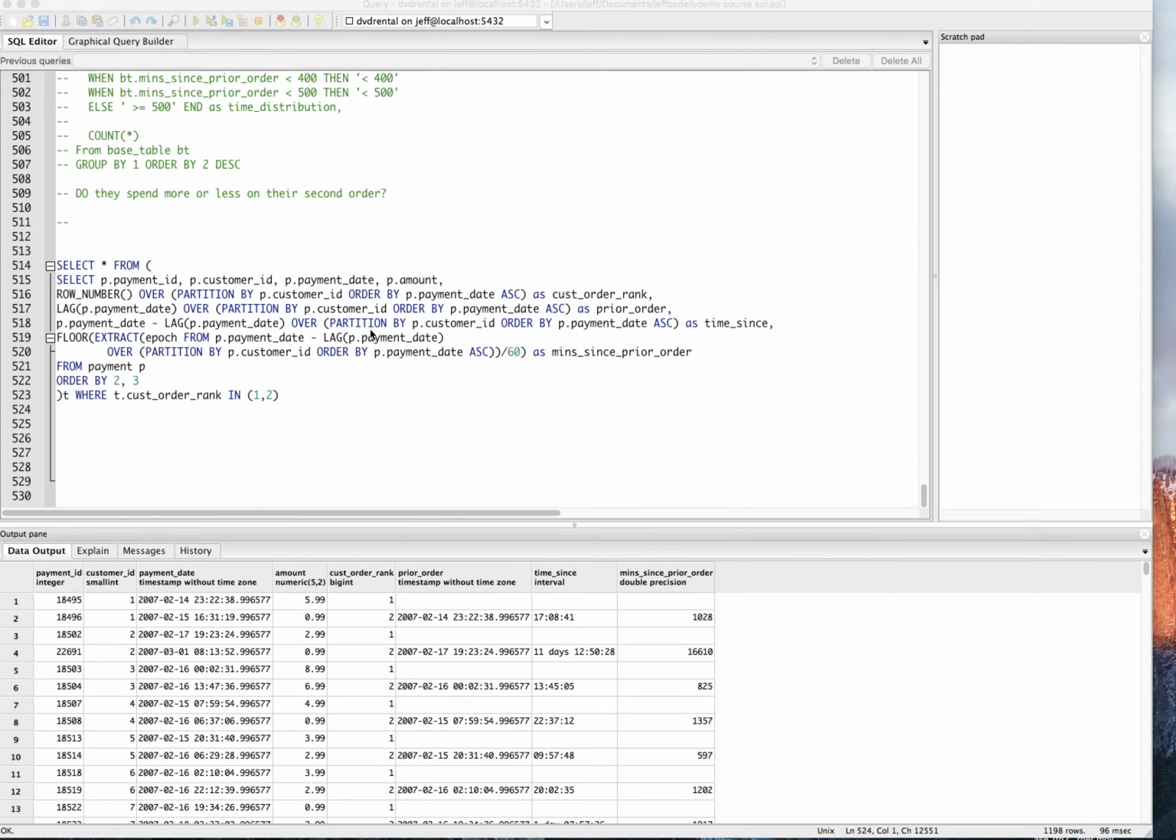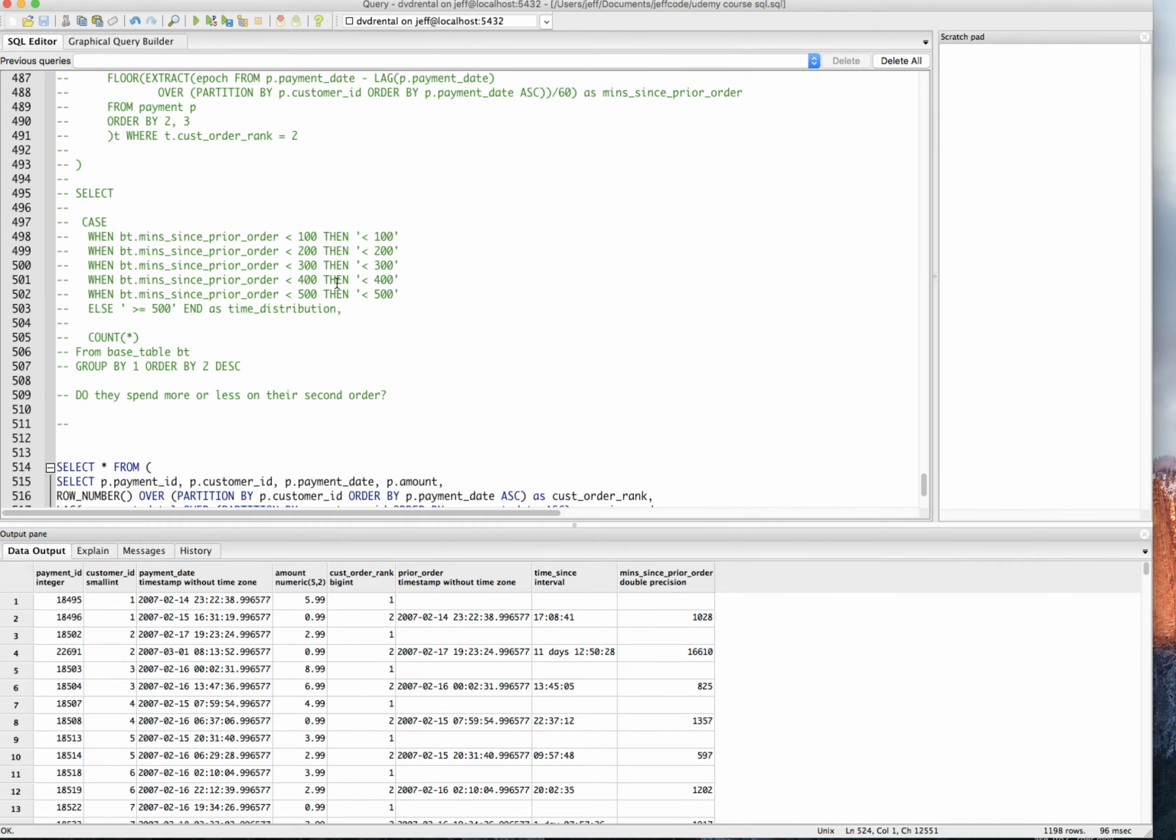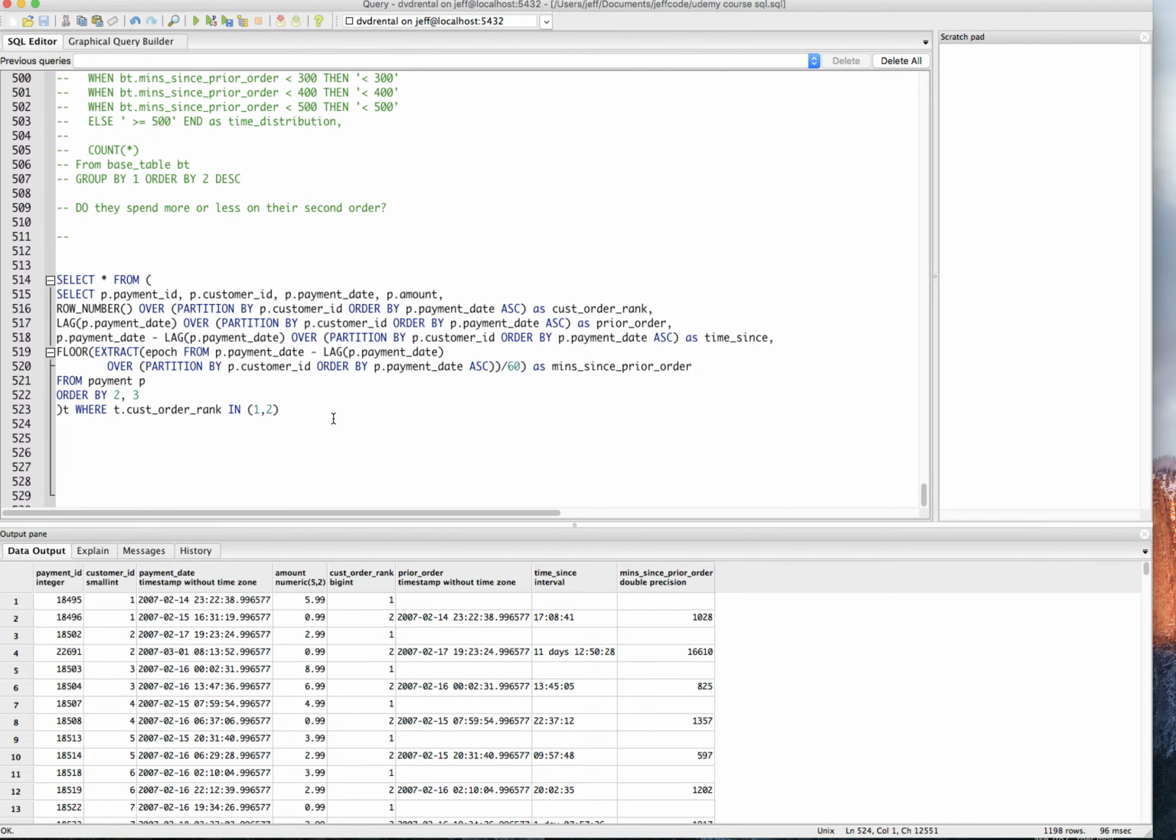All right, ladies and gentlemen, I realized I wanted to answer another question. Did they spend more money on their first order or on their second order? So I took what we had earlier when we were looking at the frequencies of time, in this case minutes between orders, and I just copied it down a little bit.